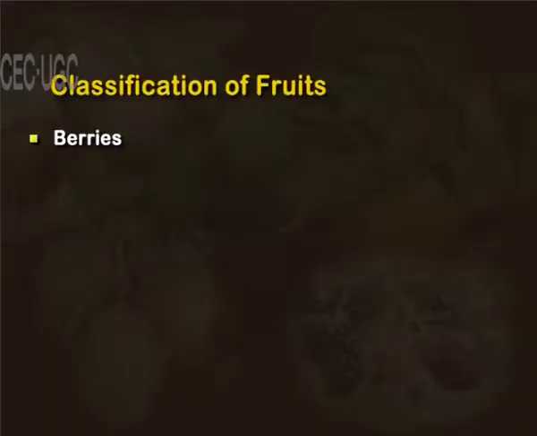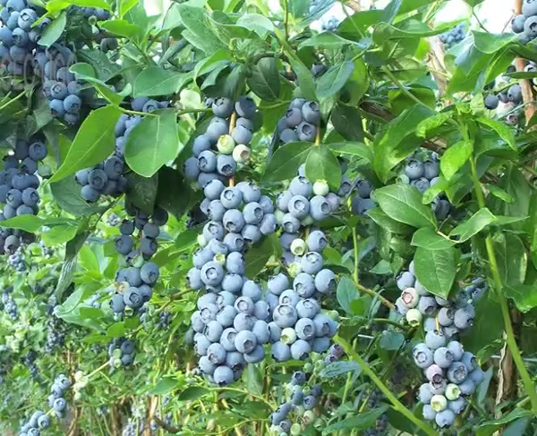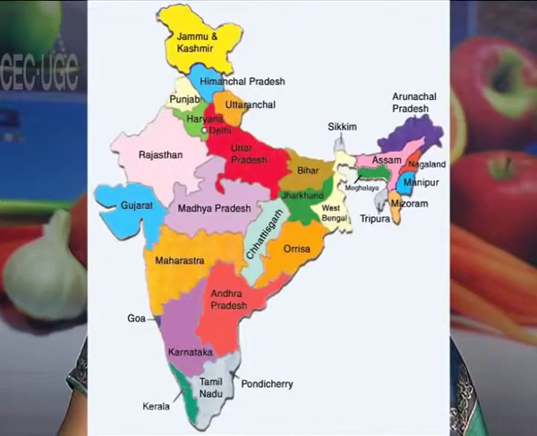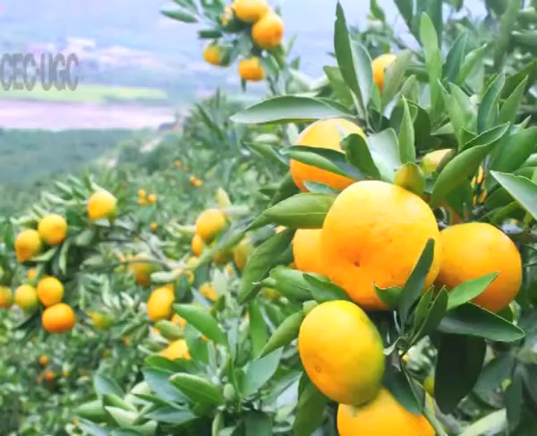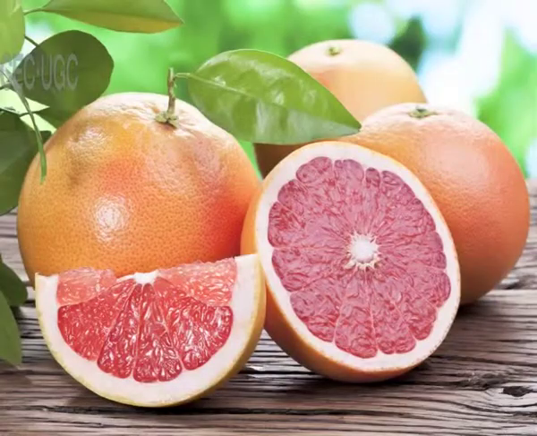Now let us see them along with their examples. Under berries we have strawberries, gooseberries, blackberries, blueberries, raspberries and cranberries. Some of them are grown in India, and some of them are in the process of being grown under artificial climatic conditions, but they are all available because of imports also. Now citrus fruits, under citrus fruits we have sweet lime, oranges, tangerines, sour oranges, lemons, limes, grapefruit also.